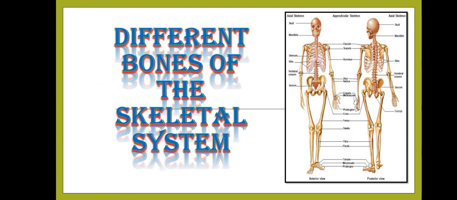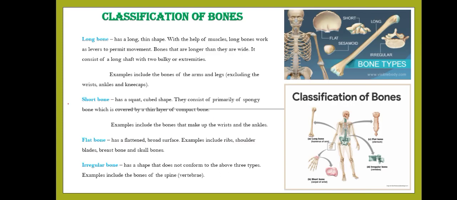Now let us move on to different bones of the skeletal system. First is the classification of bones. Long bone has a long, thin shape. With the help of muscles, long bones work as levers to permit movement. Bones are longer than they are wide. It consists of a long shaft with two bulky extremities. Short bone has a squat, cubed shape.